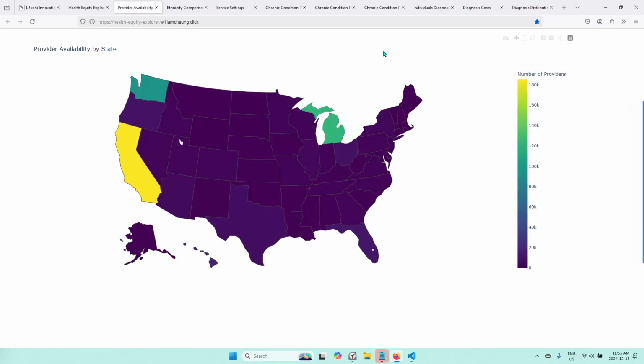And lastly, there's provider availability. This is just a map showing for each state the number of providers. Like Kansas here, 865 providers. Hawaii, over 17,000 providers. California, 185,000 providers.